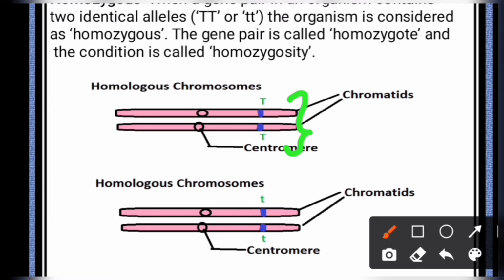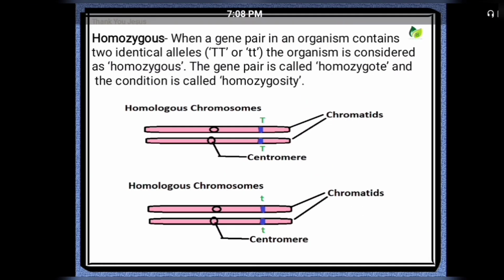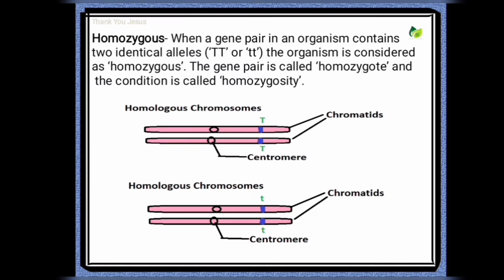So, actually what is meant by homozygous? If an individual has two copies of the same allele like capital T or small t, such an individual is called homozygous. They are present on two homologous chromosomes at the same locus. Remember, it should possess a pair of identical alleles. That condition is referred to as homozygosity. Next one.